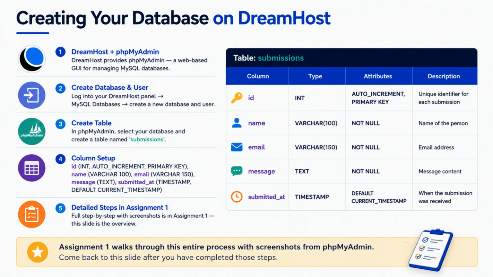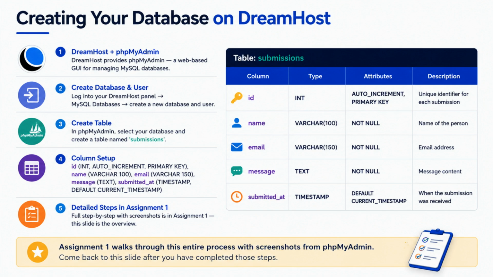This slide is intentionally high level. Tell students that directly. The actual hands-on screenshot-by-screenshot walkthrough lives in Assignment 1, not here. This slide is the overview so the assignment steps make sense in context. 3 steps in the DreamHost process. Create a MySQL database in the panel, create a database user and assign it to that database. Then use phpMyAdmin to create the submissions table itself with the correct columns.